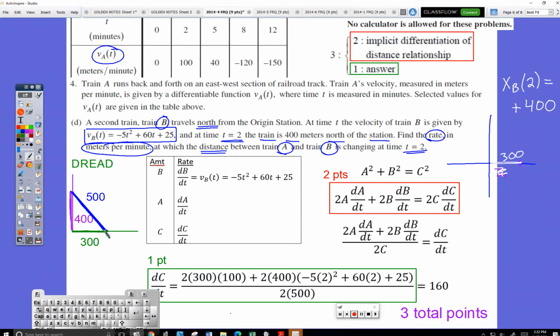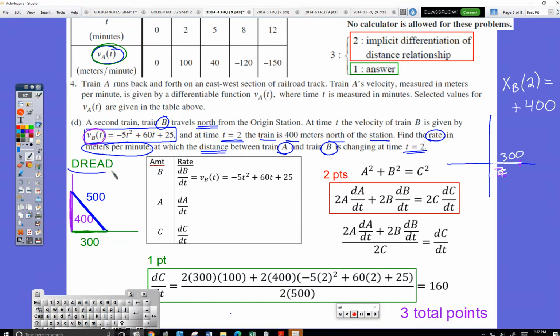So it is a related rate problem because they are giving you rates. The rate at which the green changes is v of a. V of a is how fast that distance changes. That's what a velocity is. The purple, how fast that distance changes, is this formula. They want a formula for how fast the blue changes.